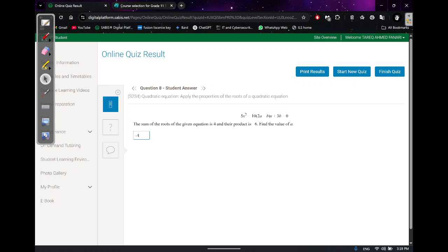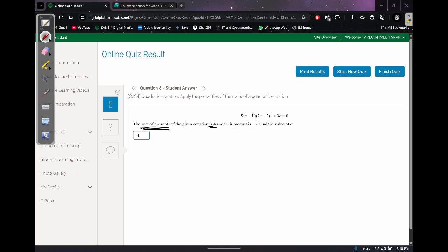Okay, you have this long thing, and you have the sum of the roots is 4. So I'm just gonna write this. The sum of the roots is 4, and the product is negative 6. Find the value of a. So they want this. Okay.